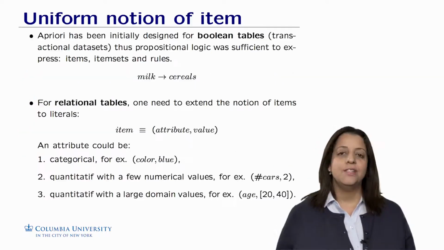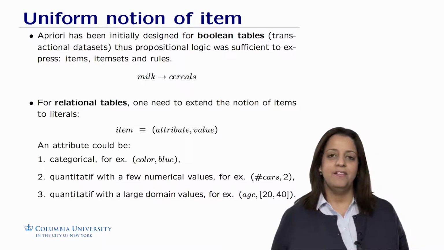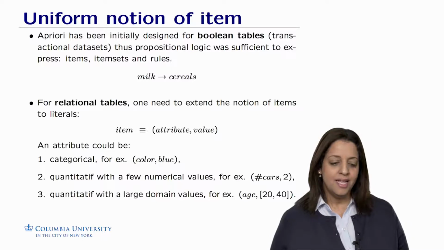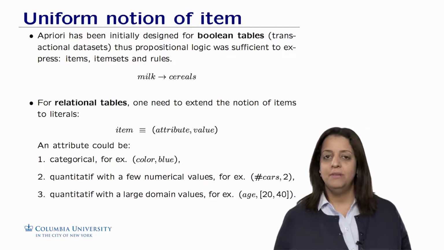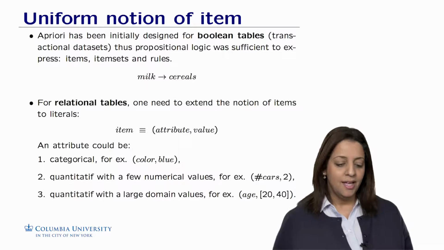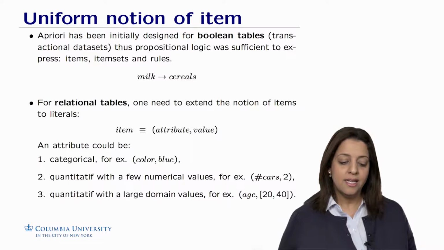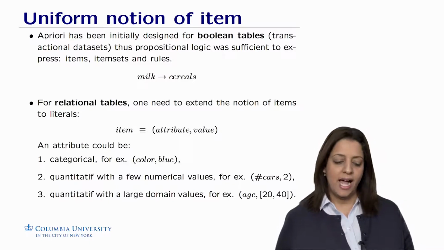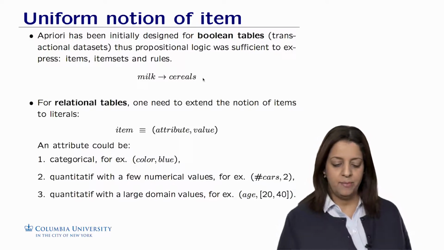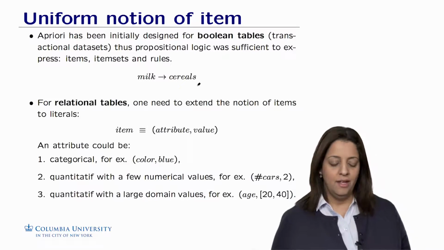So you have seen so far that we are talking about a transaction data set in which the examples in lines are sets of items. The framework has been extended to the problem in which we have a simple machine learning table in which we have the examples in the rows and the features in the columns. So Apriori was initially designed for what we call Boolean tables or transaction databases. In this case, propositional logic has been sufficient to express the items, the item sets, and the rules, such as milk implies cereals.